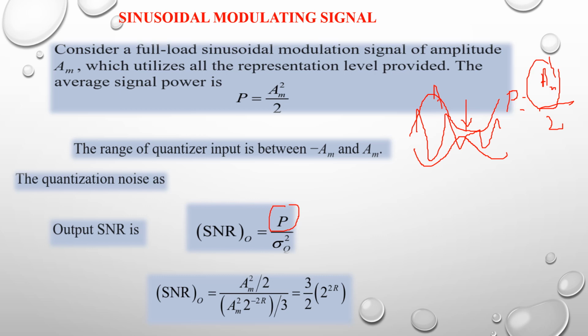So SNR output is equal to A_m square divided by 2, whole divided by A_m square into 2 to the power minus 2R divided by 3. Now simplify this equation. Here A_m square and A_m square get cancelled. After simplification we get SNR output is equal to 3 divided by 2 into 2 to the power 2R. So this is the SNR output of the AM modulated signal.